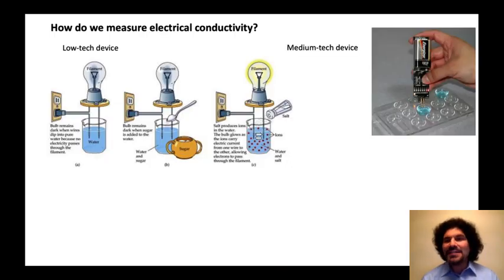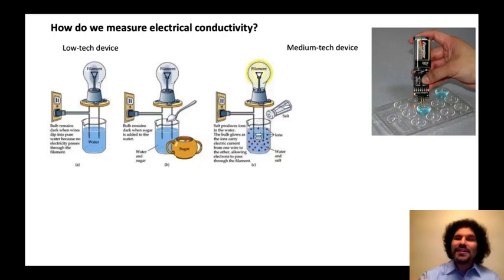Okay, a medium tech device is what I'm going to call a conductivity probe, and this is actually what we're going to use when we examine conductivity in the lab. So it's simply a 9-volt battery hooked up to a device that has 2 electrodes sticking off of it, and the device has various LED lights on it.